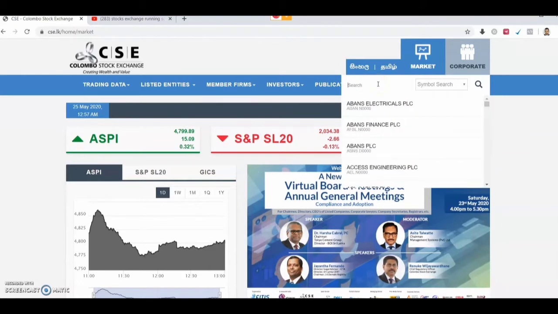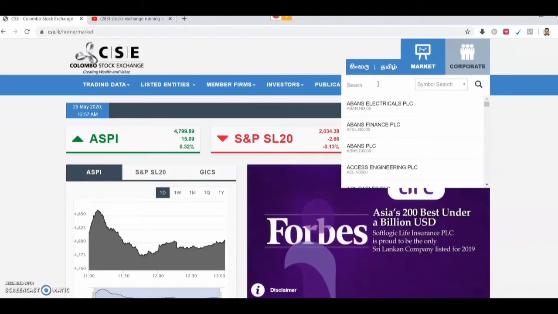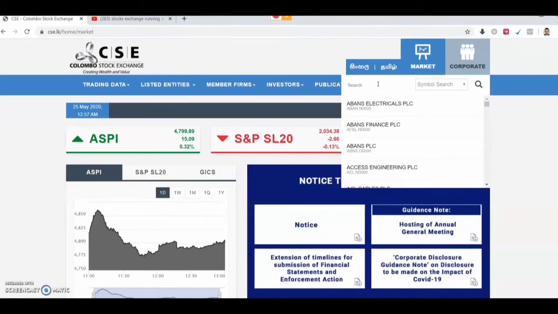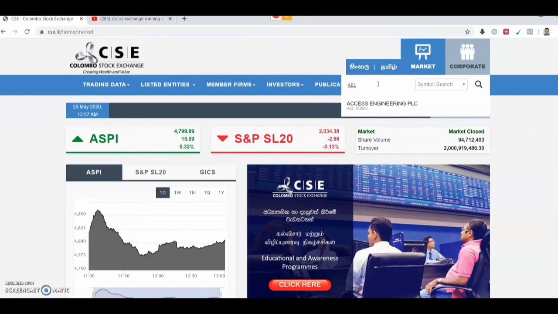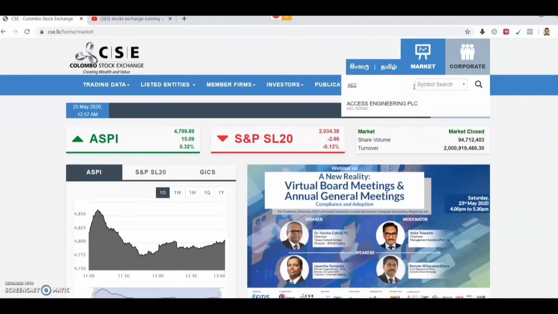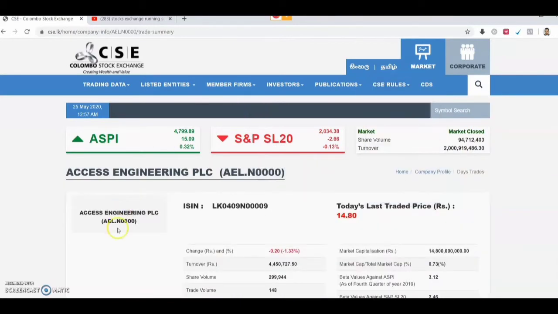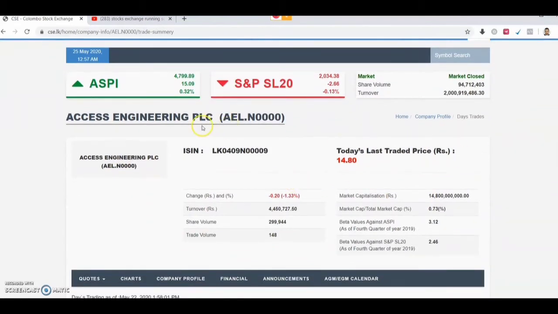The second option is if you know the code of that particular share. For example, Access Engineering. Access Engineering is categorized under AEL. So that's the share code for Access Engineering. Once you enter AEL and press enter, you will be directed to that particular company. You will get these share informations.